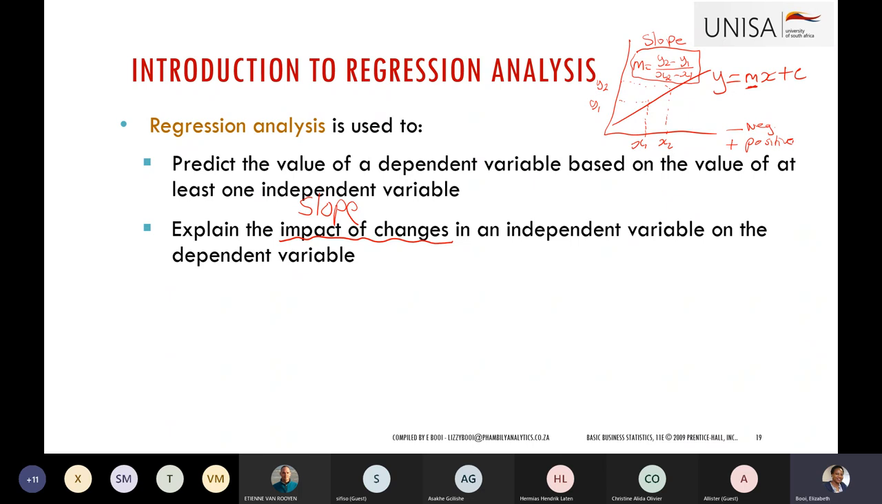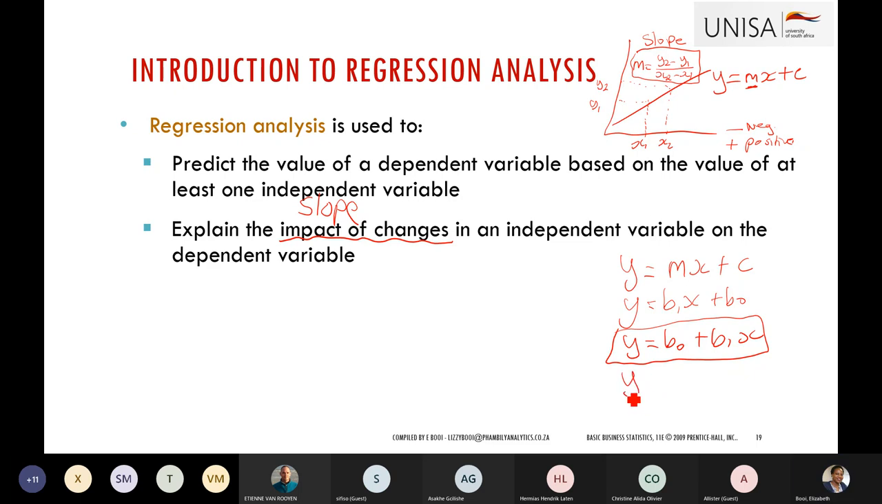In your module, instead of using y equals mx plus c, we use y equals b1 x plus b0, because we rewrite the whole thing as y equals b0 plus b1x. So you will notice that also in the entire module or in the entire slides, we might be using this as such. On your calculator, you will see, and now I'm going to confuse you even more.